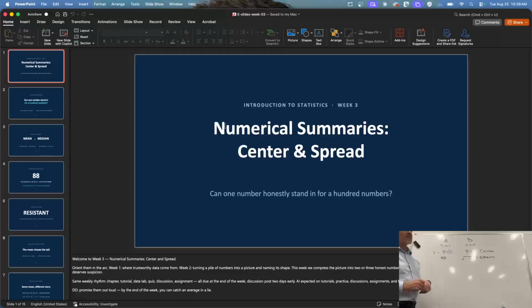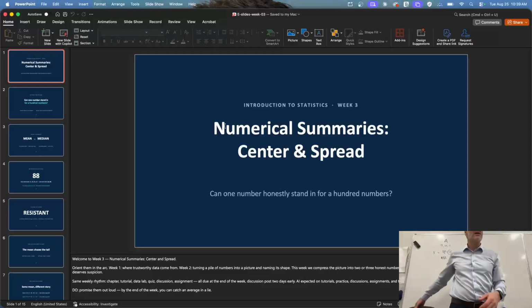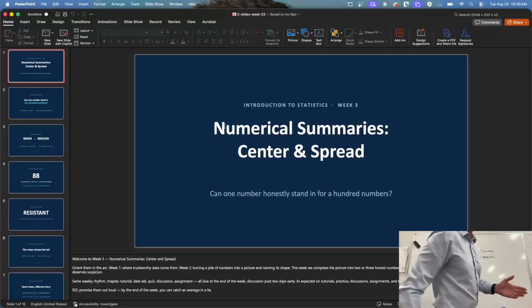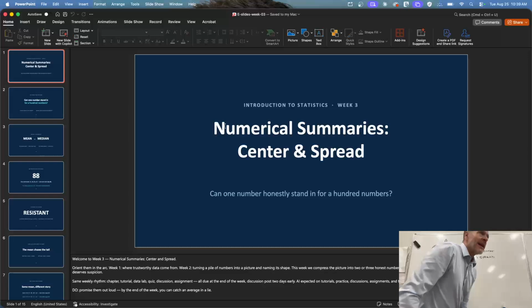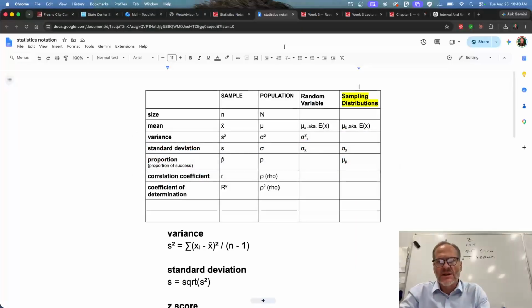And so when we talk about numerical summaries, some of the things we think about, and you think about it for the entire semester, is center and spread. What is the center point of the data, and how much is the data spread out? And there's a couple of different words we use to talk about those, and so we're going to learn those here.